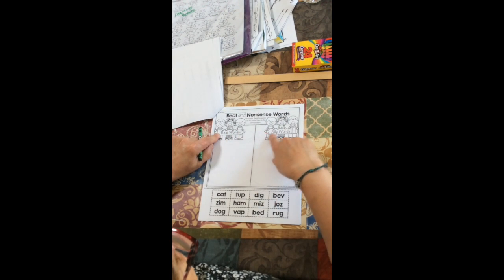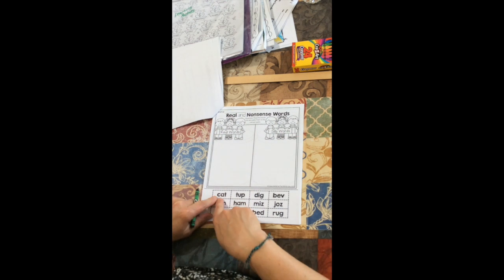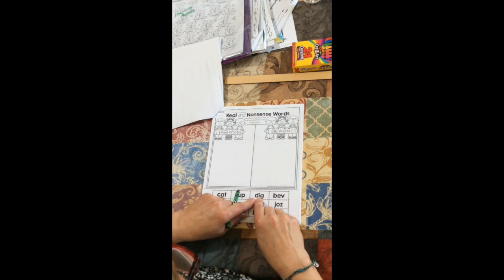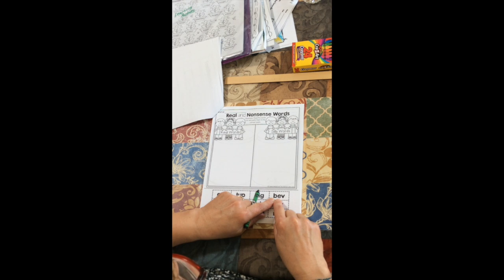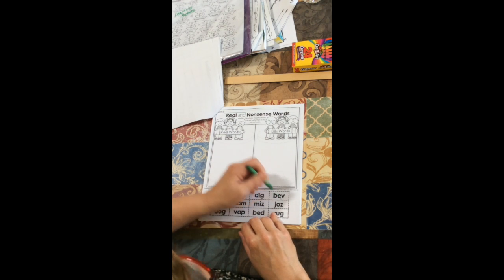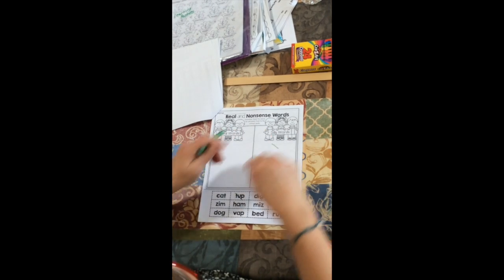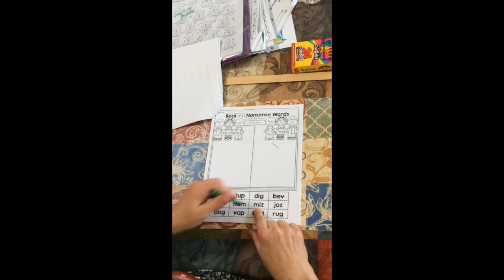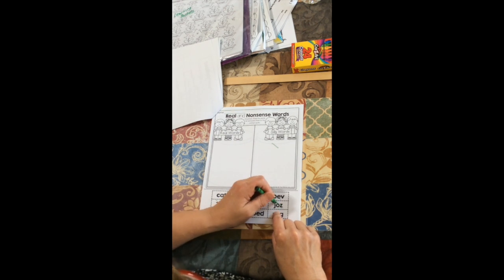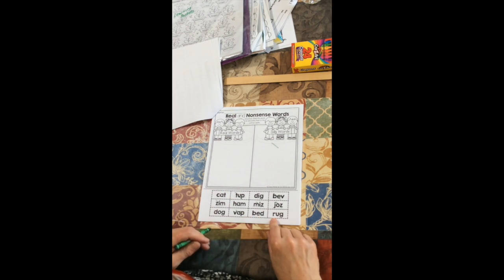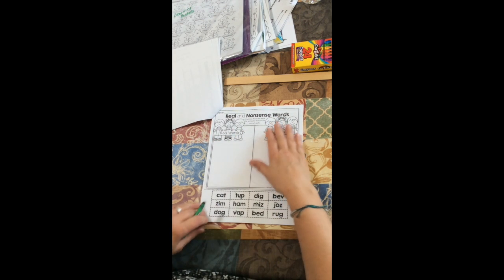Real words, silly words. So not a word. Cat, that's a real word. Up, tuck, no. Dig, yes. Bev, well, if it was a capital, it could be a short name, but it's not a capital, so Bev is not a real word. So if they're not a real word, you can draw a line on them to remind you to stick them over here. Zim, not a real word. Ham, yes. Ms, no. Jaws, no. Dog, yes. That, no. Bed, yes. Rug, yes. Real words, silly words.